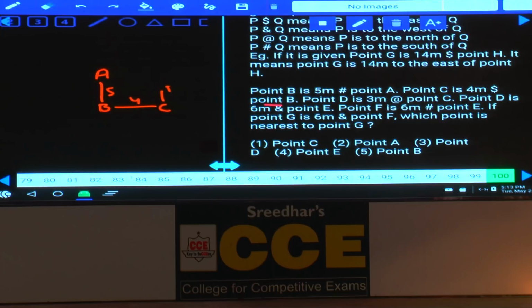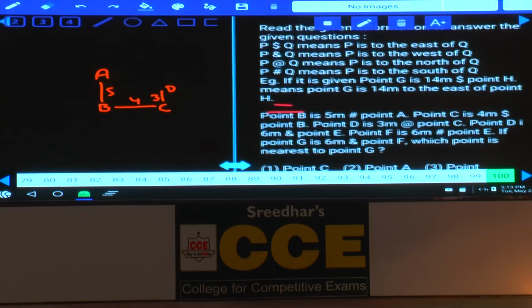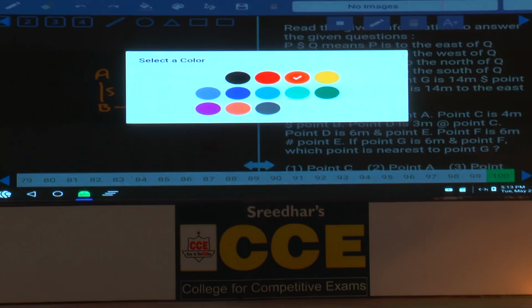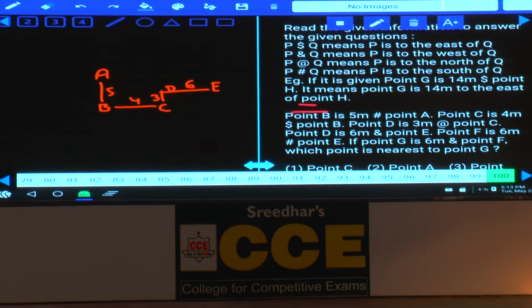Now this is D, and the distance between these two is only 3 meters, and D is 6 meters to the west of E. Now D is 6 meters to the west of E, and this is 6 meters. After this, the next one: F is 6 meters to the south of E.